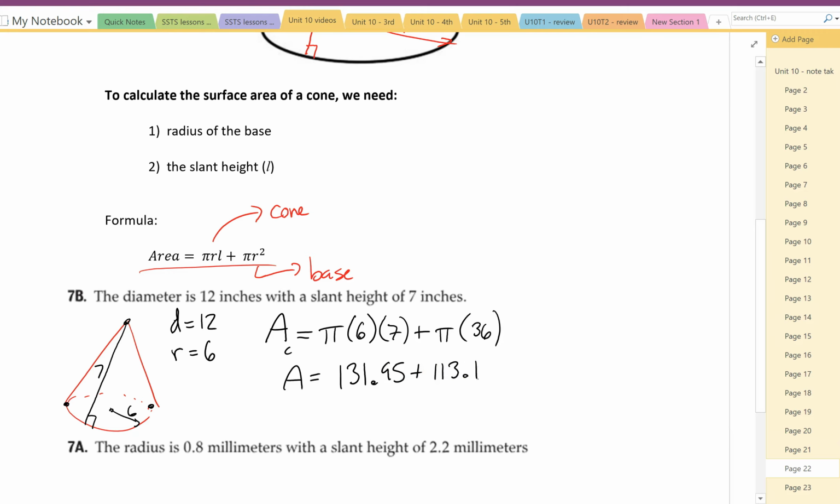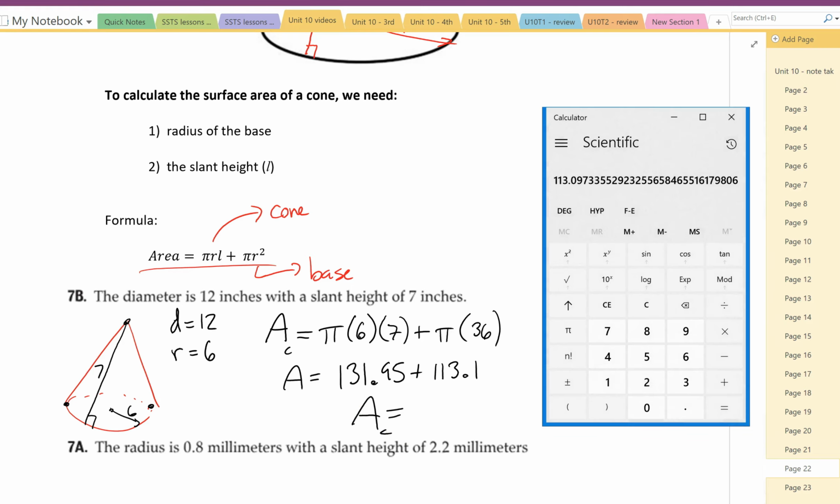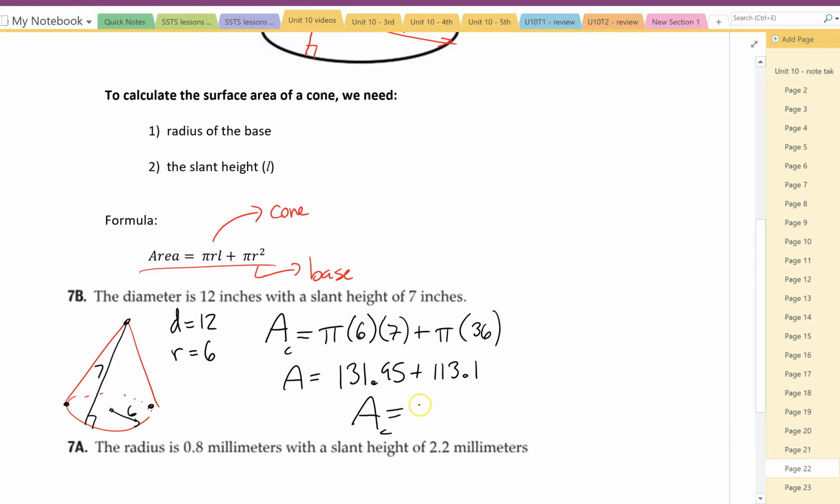So the surface area of this cone is just these two things added together. So the area of the cone is that number we just found plus 131.95. So the total surface area of a cone where its diameter is 12 inches and its slant height is 7 inches is about 245 square inches.